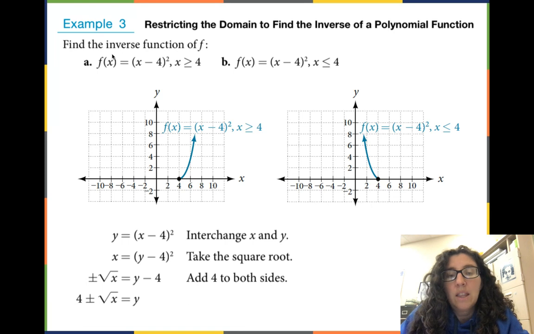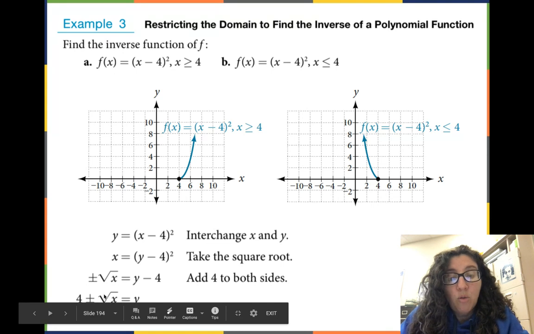Okay, well, let's think. Our inputs here have to be greater than 4, in which case our outputs are going to be, so our domain is greater than 4. Our range is 0 to infinity, right? So that works out here. Remember, our domain and range switch for inverse functions. So our domain is all positive numbers, or all non-negative numbers.